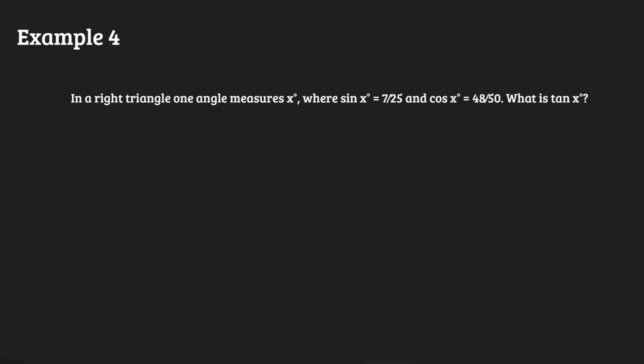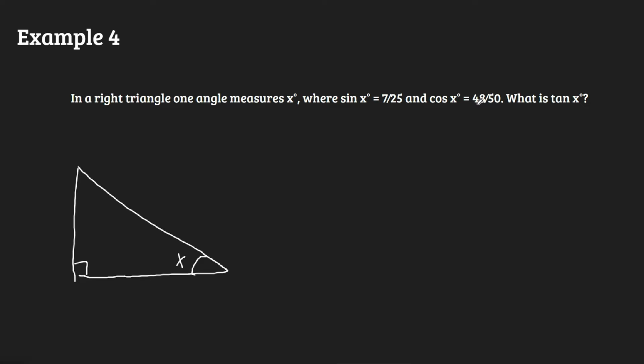For this next example, I kind of wanted to draw on the skills we used in that last problem and then also the previous problems. So we're told we have a right triangle, so I'll just go ahead and draw a right triangle here. And then we know that one angle measures x, so I'm going to call this angle x. And we're told that sine of x is equal to 7 over 25 and the cosine of x is equal to 48 over 50. So again here, what I want everyone to remember from the previous problem is that it's not the actual lengths that matter, it's the ratios between the lengths that matters.